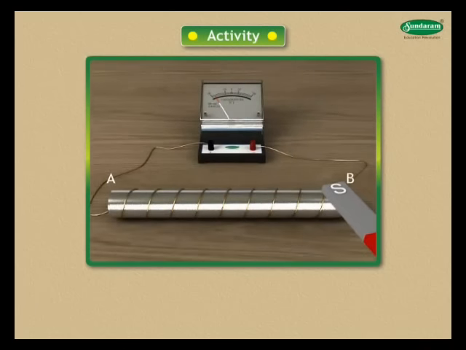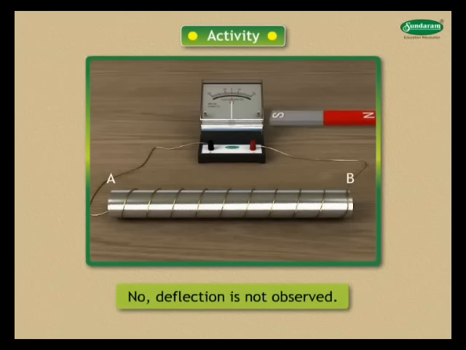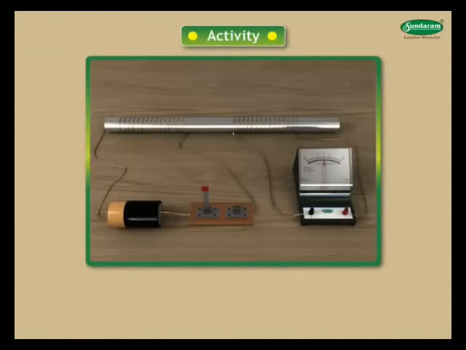What will happen if instead of the magnet a coil is moved? If both coil and magnet are kept stationary, do you observe any deflection? No, deflection is not observed. Let us perform one more activity.